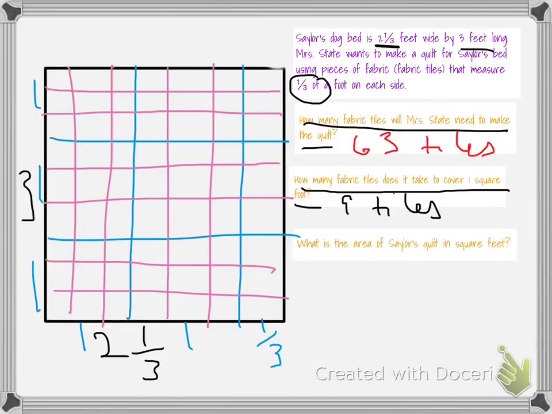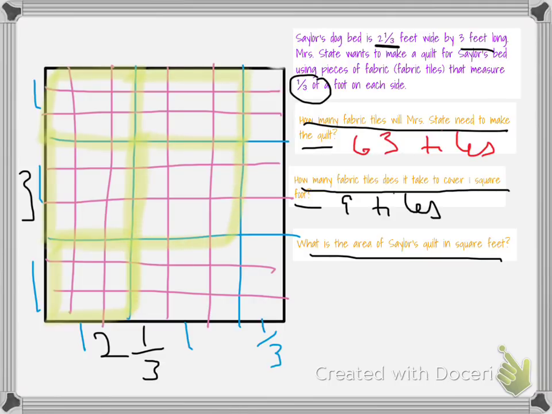We are down to our last question. What is the area of Sailor's quilt in square feet? Now there's 2 ways that we can solve this. First, we go 1 square foot by 1 square foot, which right here is 1 square foot by 1 square foot. Right here is 1 foot by 1 foot. Again, it's 1 foot long by 1 foot wide. Here's 1 foot by 1 foot. Here is 1 foot by 1 foot. Here's another 1 foot by 1 foot. Here's another 1 foot by 1 foot.